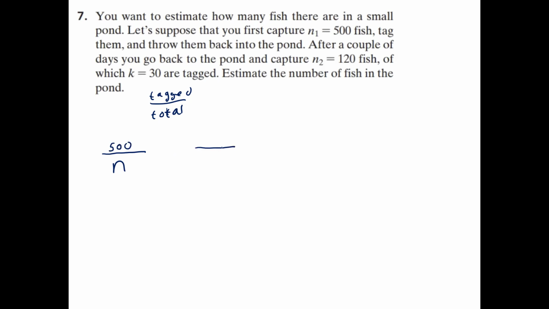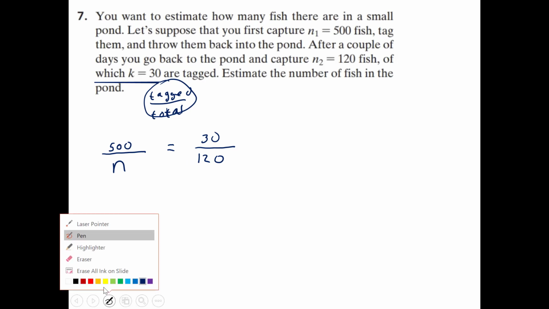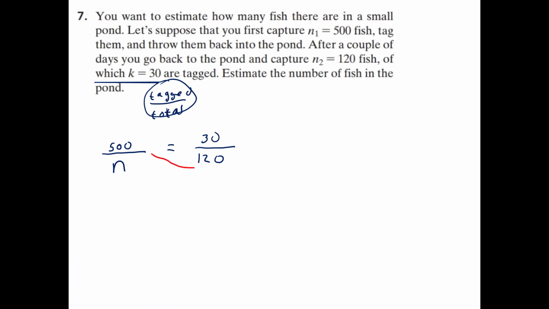And in our sample, we go back and we catch 120 fish and find that 30 are tagged. So the ratio of the tag to the total, these two should be the same. We could then solve this equation by cross multiplying. When you have a single fraction on each side, sometimes it's useful to cross multiply.